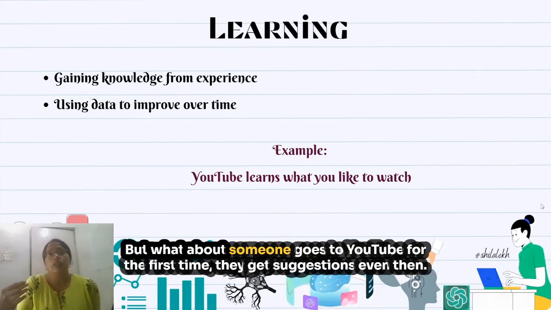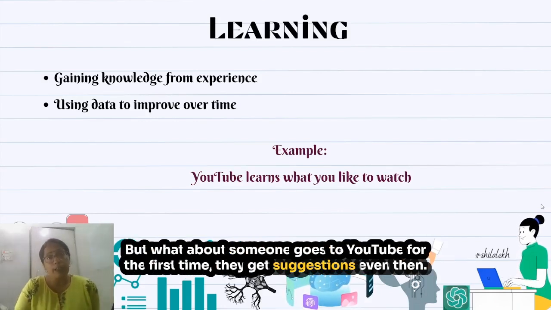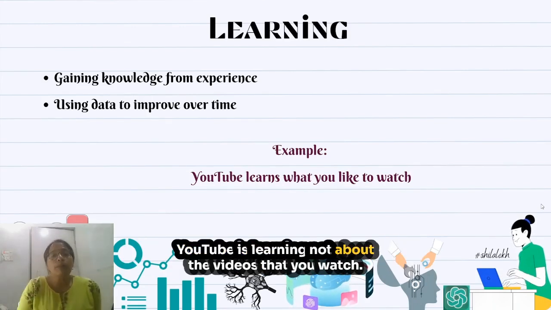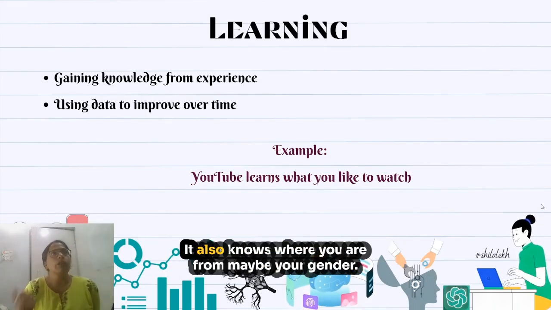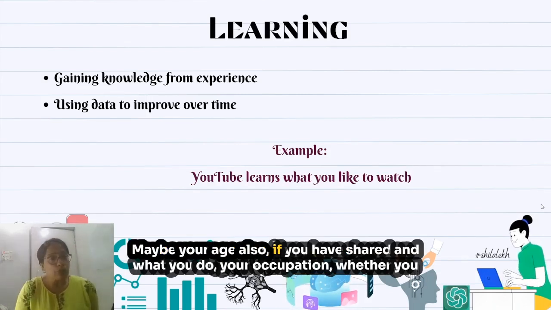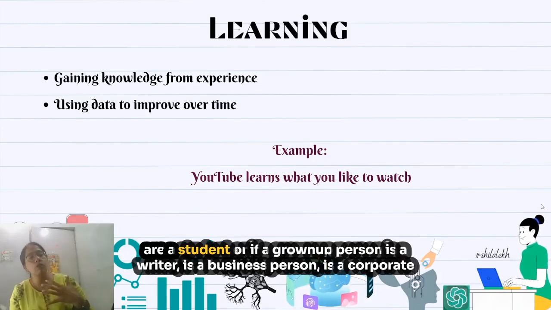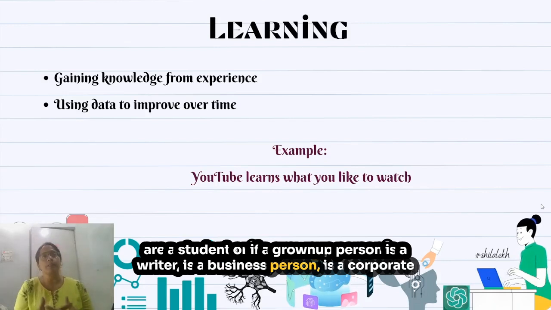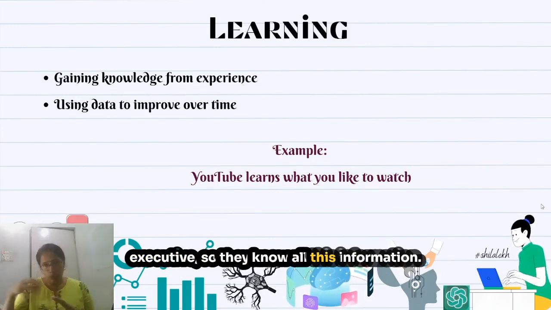But what about someone who goes to YouTube for the first time? They get suggestions even then. How does that happen? YouTube is learning not only about the videos that you watch. It also knows where you are from, maybe your gender also if you have shared, maybe your age also if you have shared, and what you do, your occupation, whether you are a student, or a grown-up person, a writer, a business person, a corporate executive. So they know all this information.